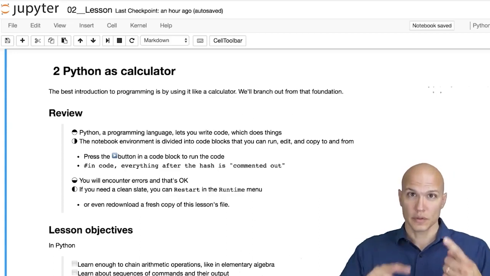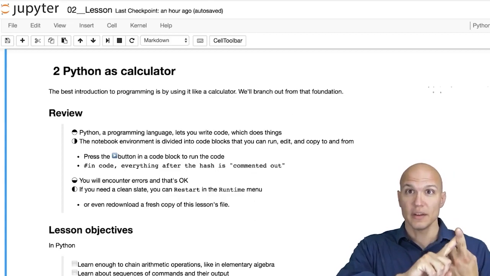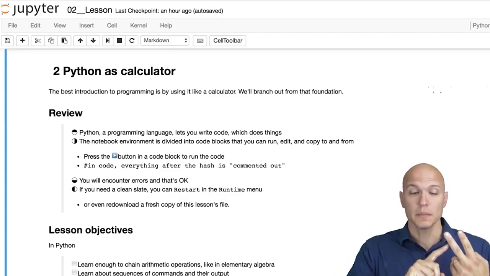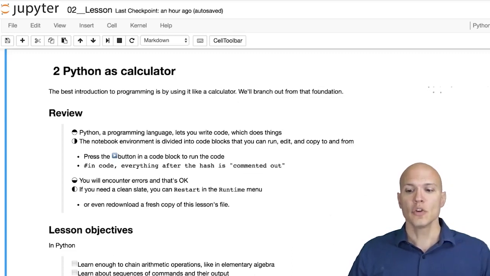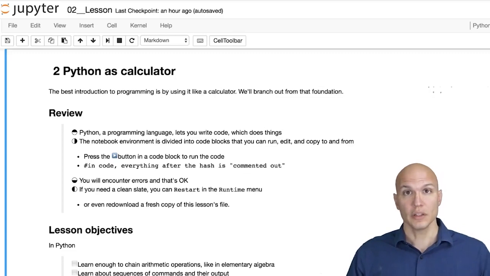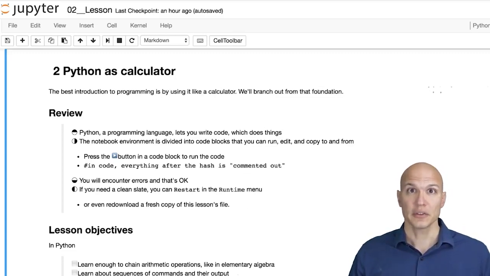To review, we've learned that Python is a programming language. We can write code that does things. We're going to be learning it in a notebook environment. Notebook environments are composed of code blocks that we can write and run and move around. You're going to encounter errors, which are common. Errors are a fact of life, and you'll get better at dealing with them.